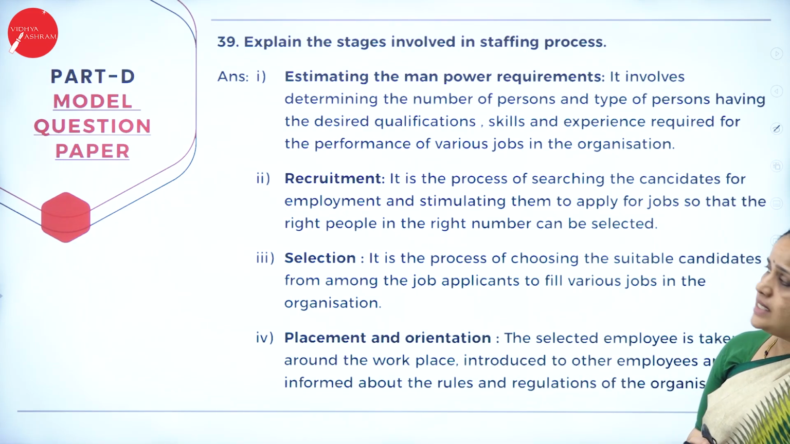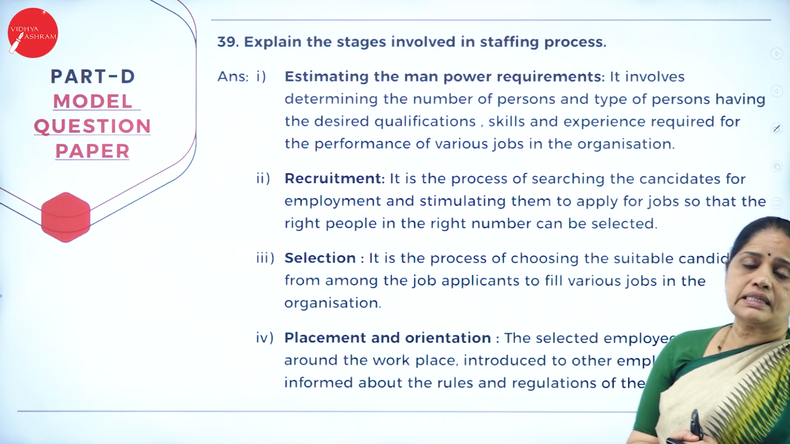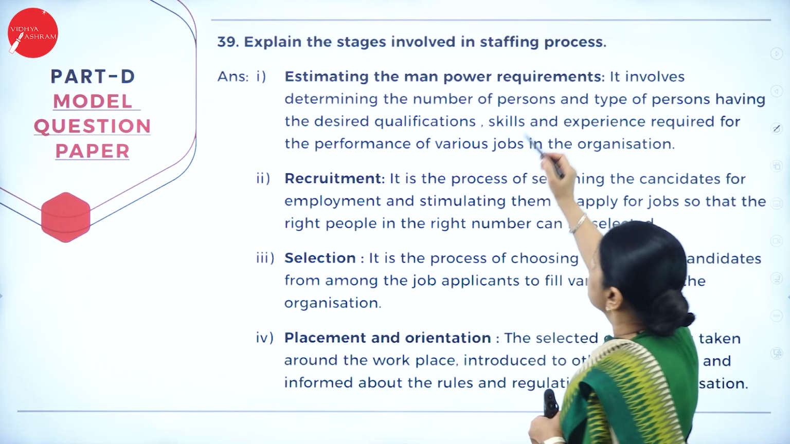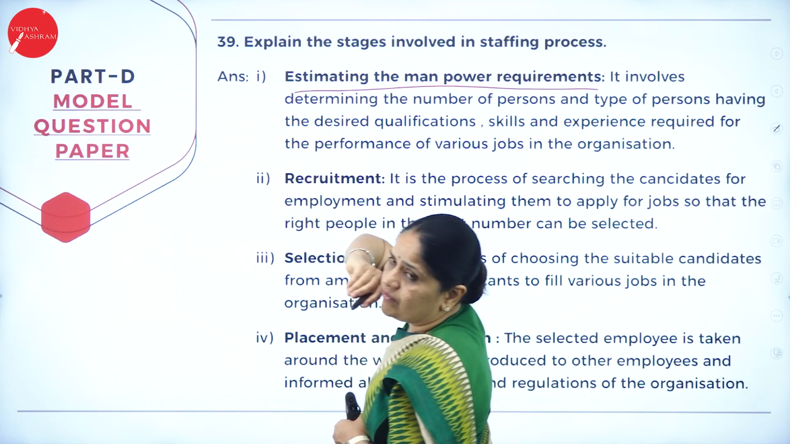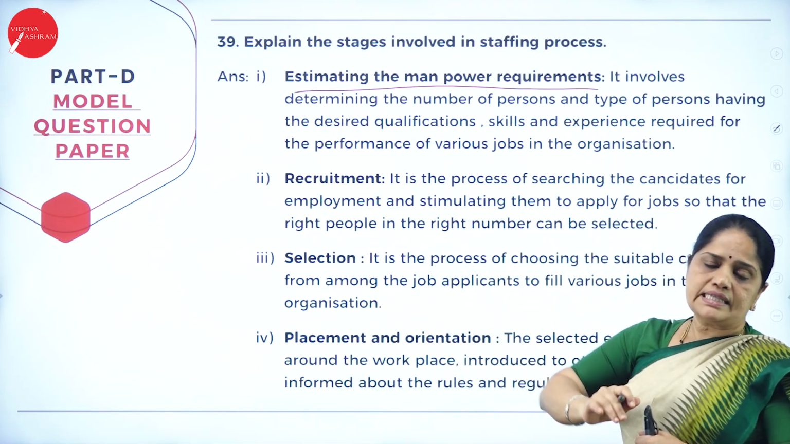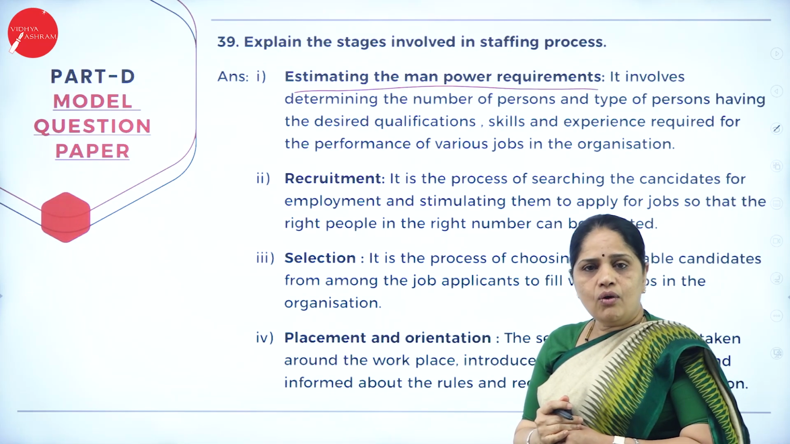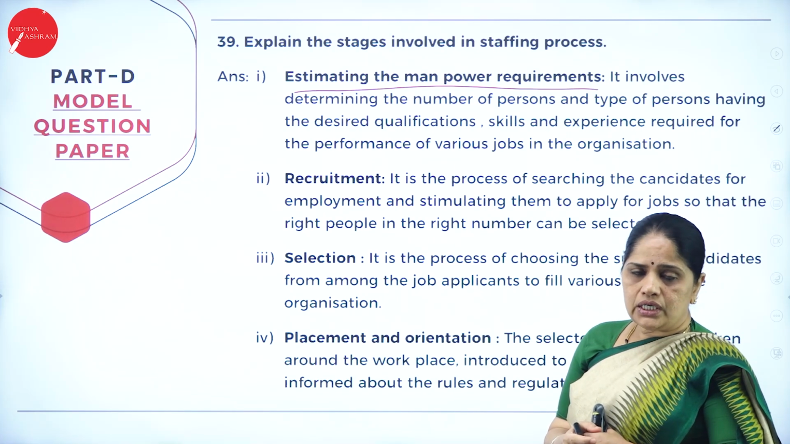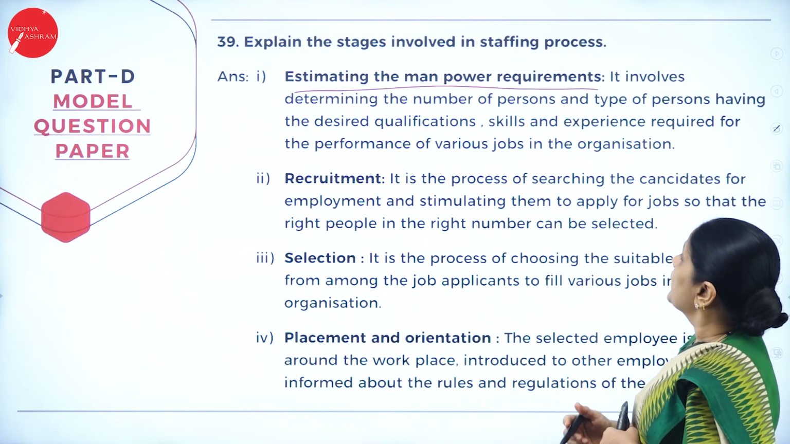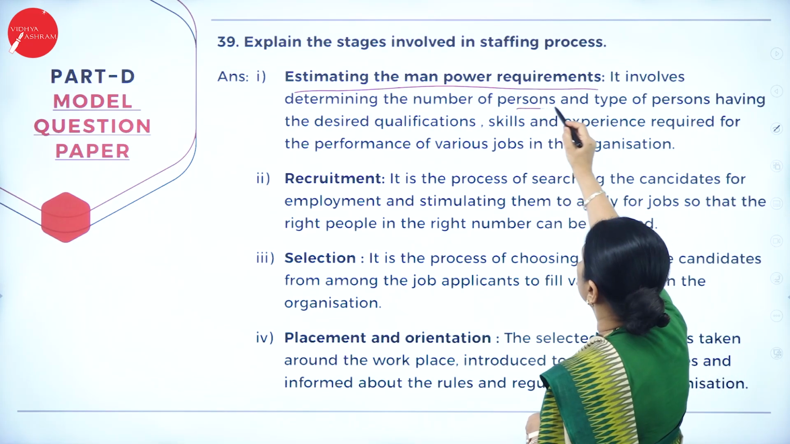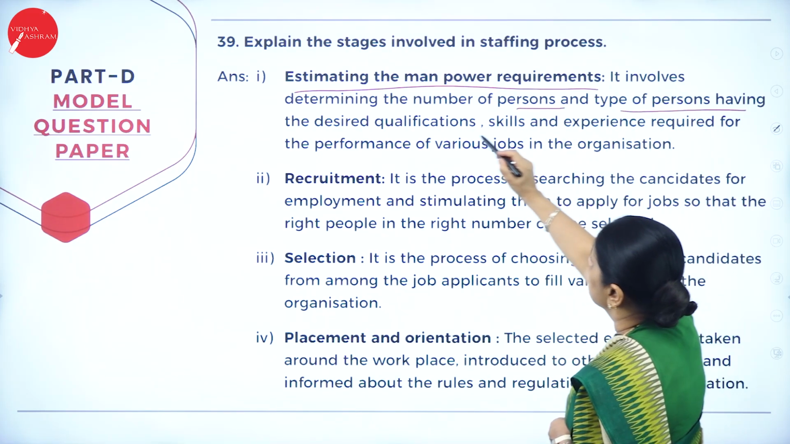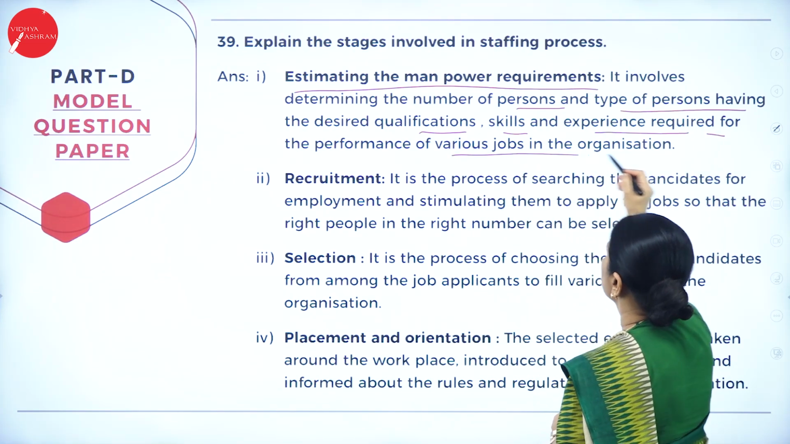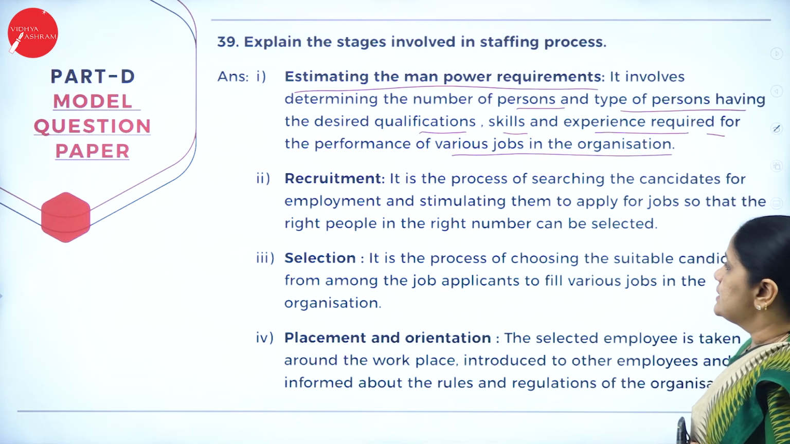So the next question is, explain the stages involved in the staffing process. So in the staffing process, the first stage is estimating the manpower requirement. So what is the number of vacancies in the organization and what are the various qualifications and experience you need in order to fill up the various positions here. So it involves determining the number of persons, the type of persons having the desired qualifications, skills, experience required for the performance of various jobs in the organization.